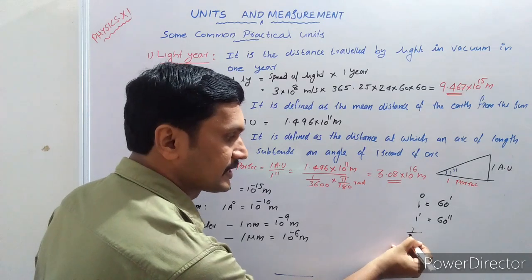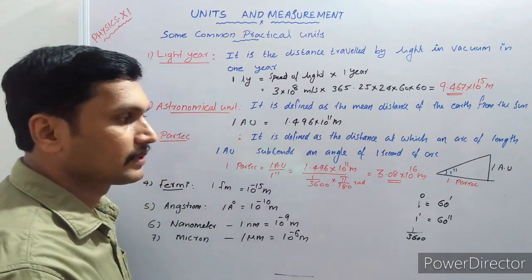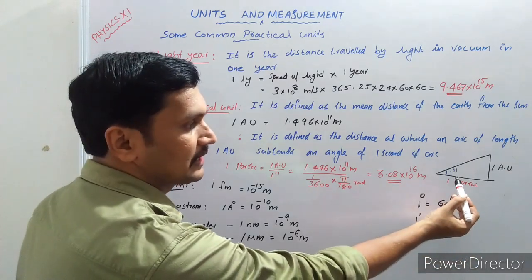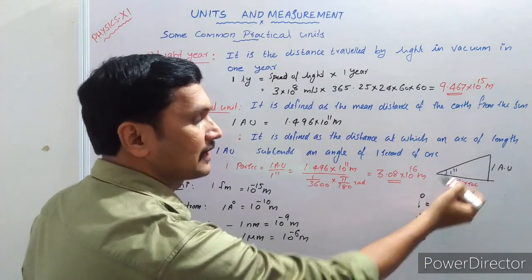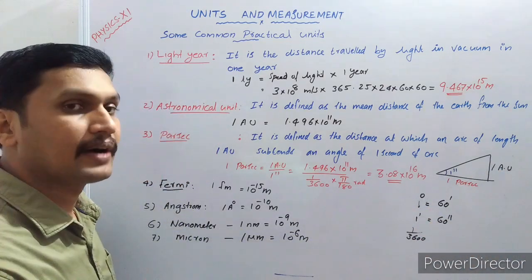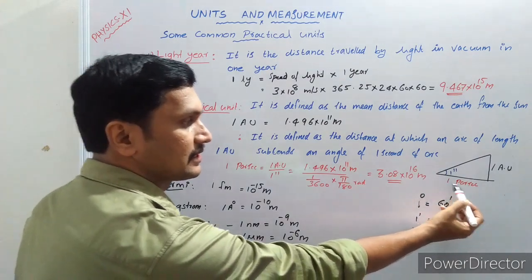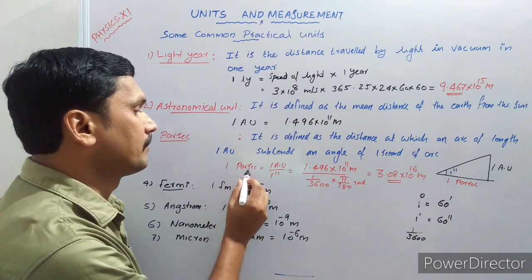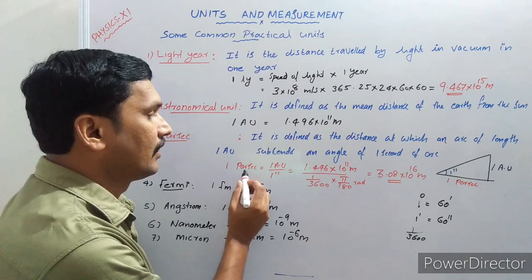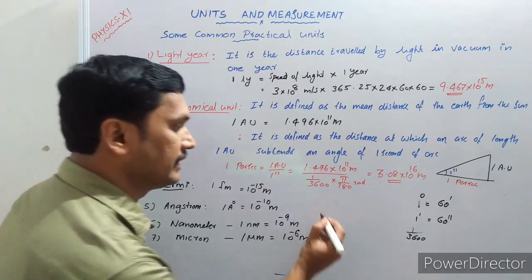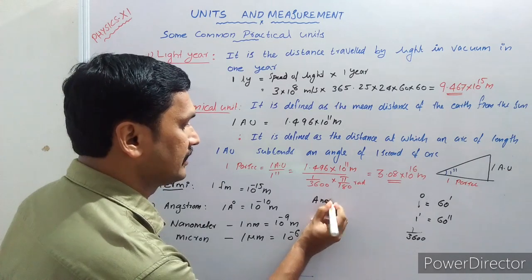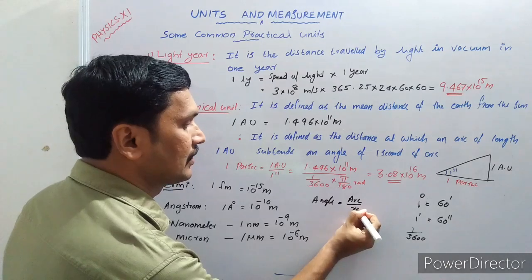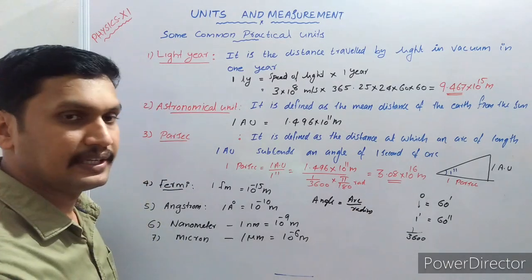1 by 3600 of a degree. That much small. So if that angle is 1 second, then the length of this radius is equal to 1 parsec. 1 parsec is the length of this radius. So let us calculate what 1 parsec is. You know the relation that angle is equal to arc by radius.